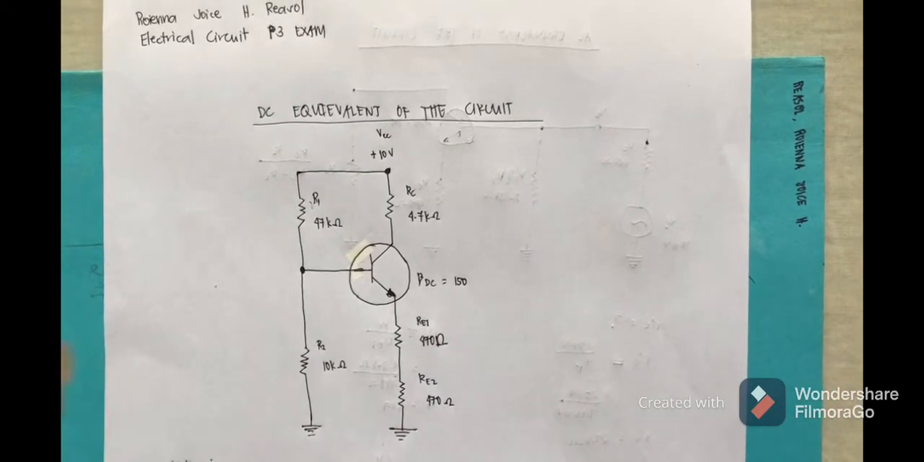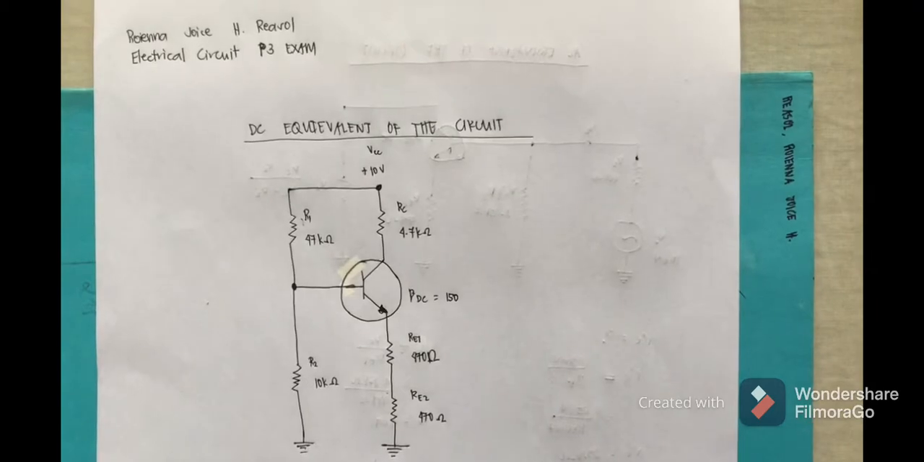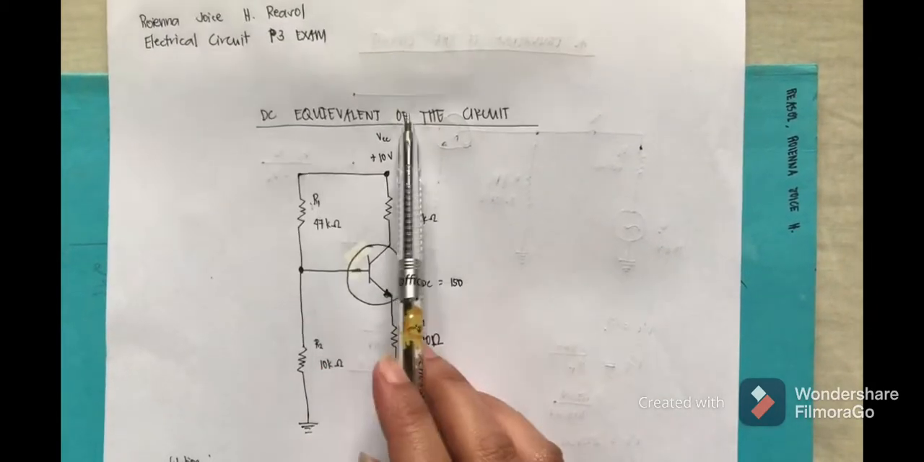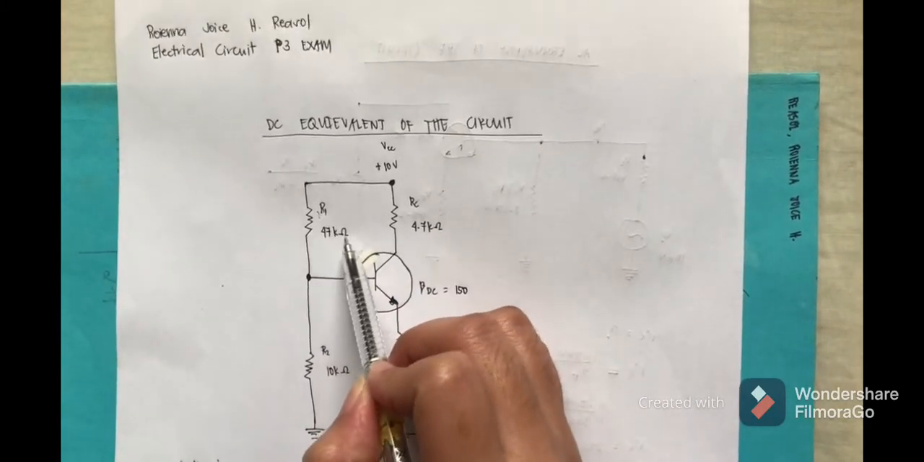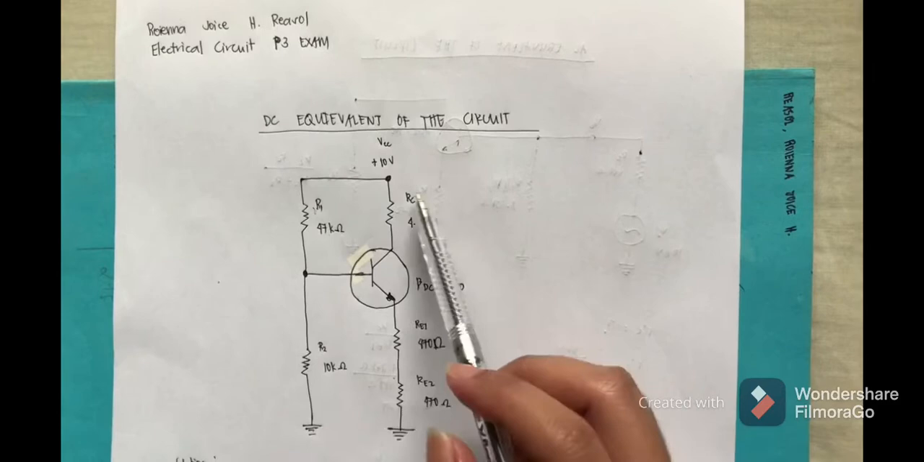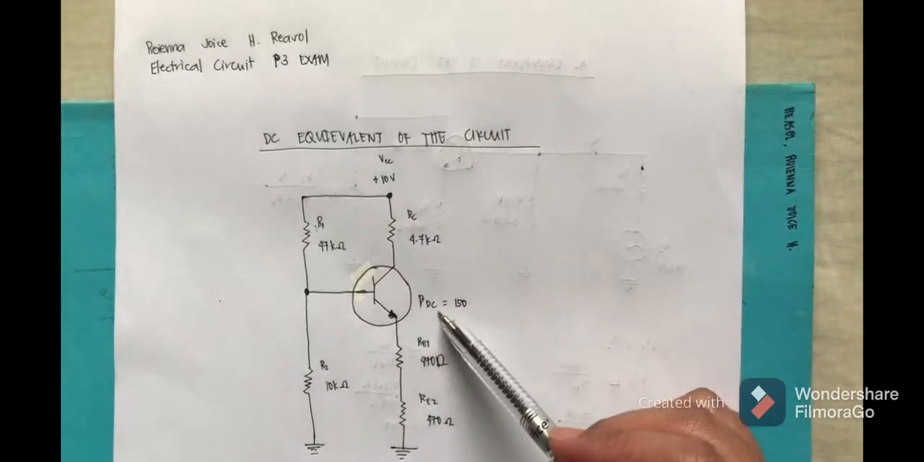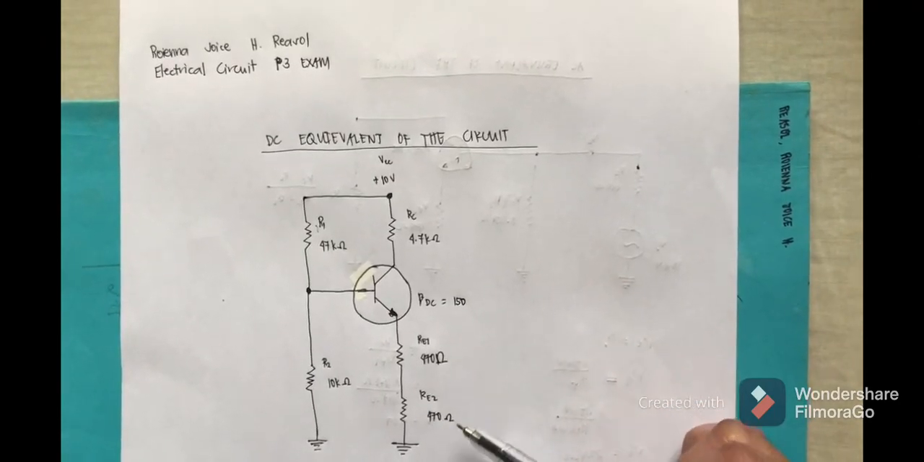Find IE, VE, VB, VC, and the overall voltage gain, which is VO over VI, assuming that IC is equal to IE. So first, we are going to determine the DC equivalent of the circuit. Our R1 is 47 k ohms, R2 is 10 k ohms, RC is 4.7 k ohms, our VCC is positive 10 volts, beta DC is 150, RE sub 1 is 470 ohms, RE sub 2 is 470 ohms.